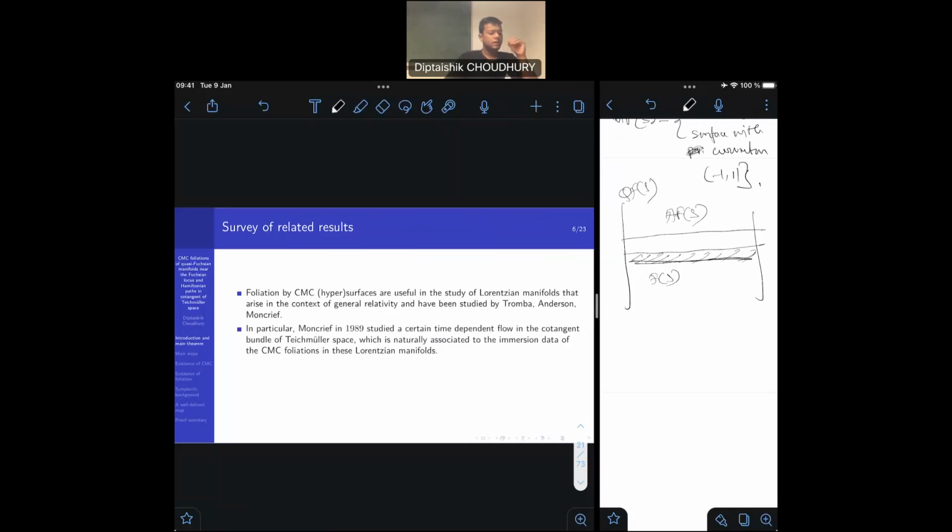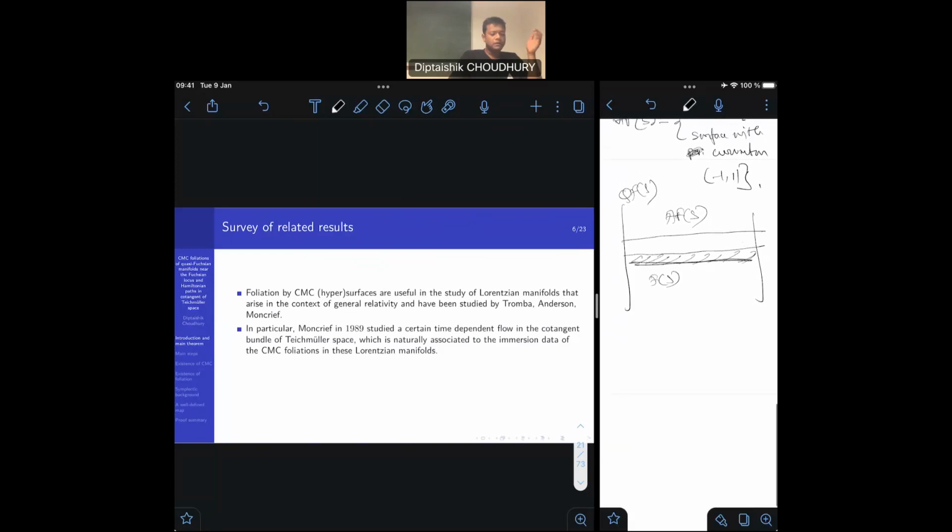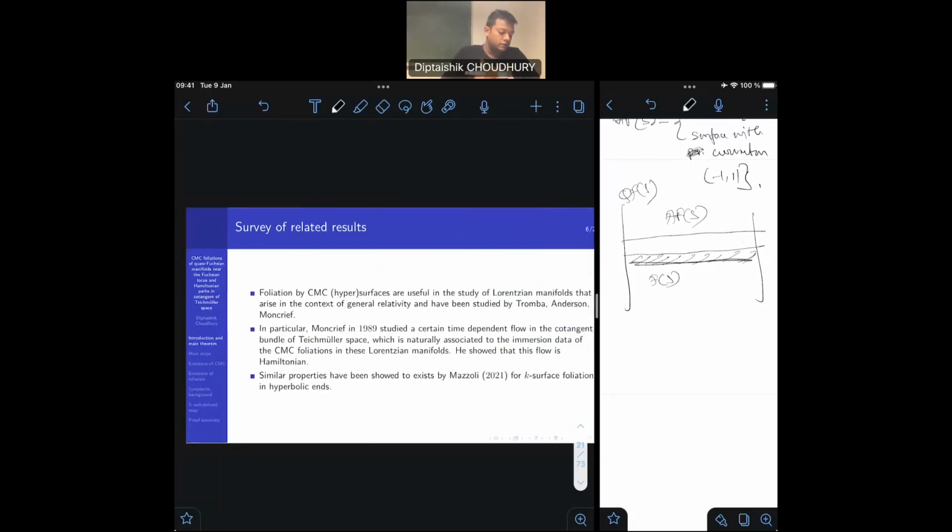understanding. But there is a work of Moncrief in 1989 which shows that this data of the CMC surfaces in the Lorentzian setting is associated to a reduction of Einstein's equations to some Hamiltonian flow on the cotangent space of the Teichmuller space, and this is what influenced our work as well. Although we don't have a clear physical interpretation of what we were going to see, this being done in the Lorentzian setting motivates the hyperbolic question.